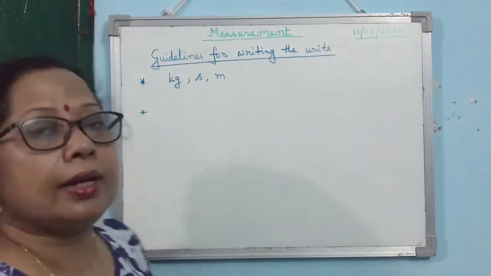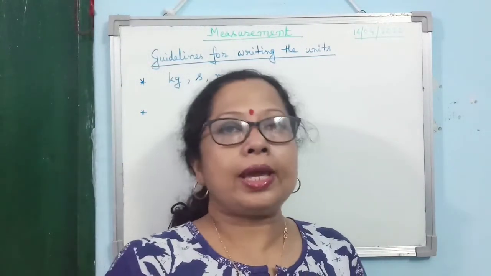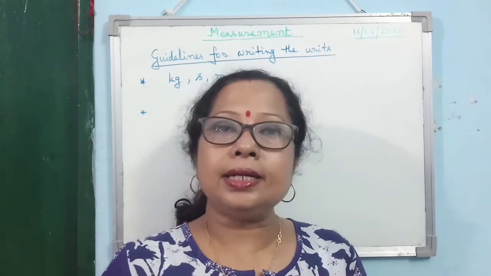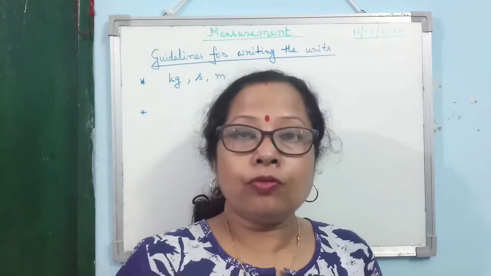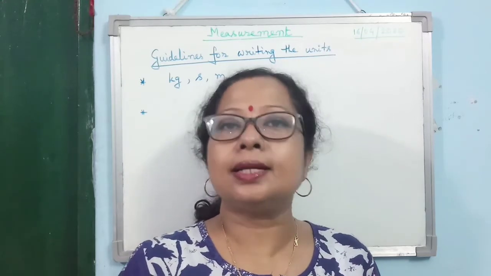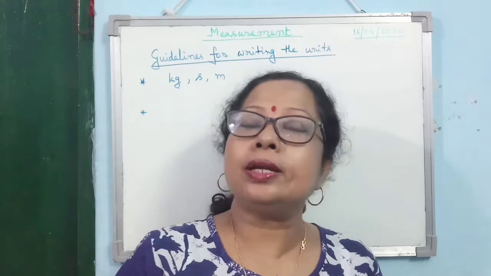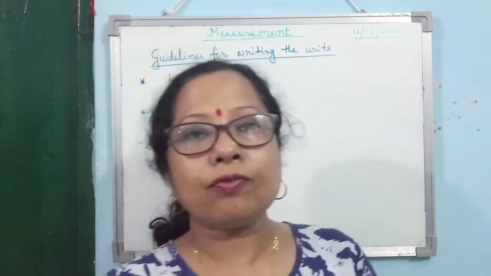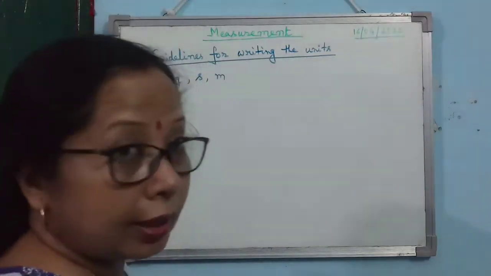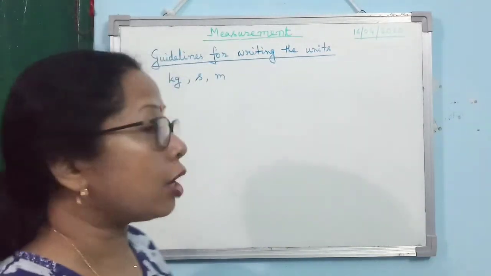Then the second point is that if any unit is named after a scientist, then when we write the full name, we start the initial letter as a small one. But when we use the abbreviation, only one letter, then we use a capital letter. I have already discussed this in the last topic.